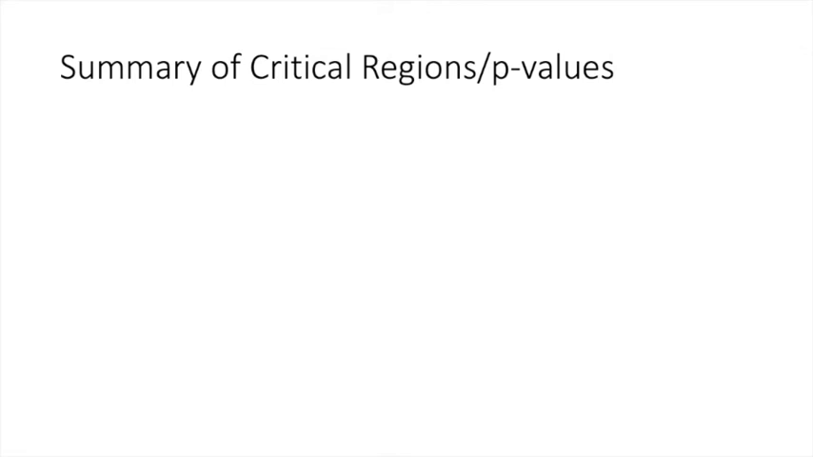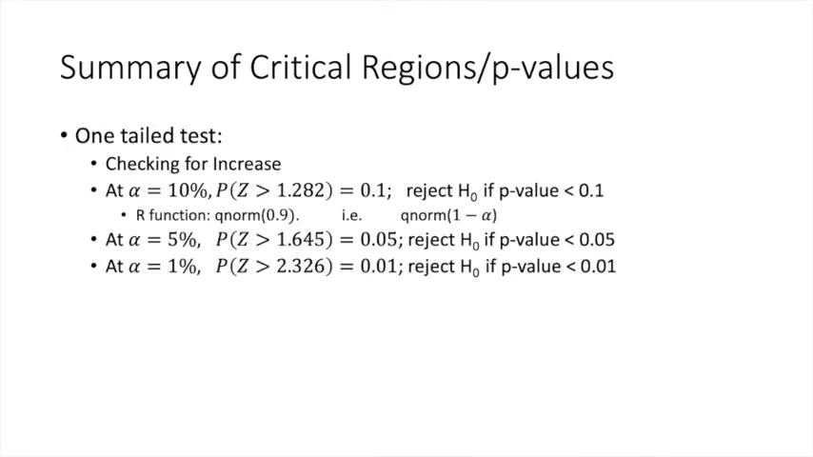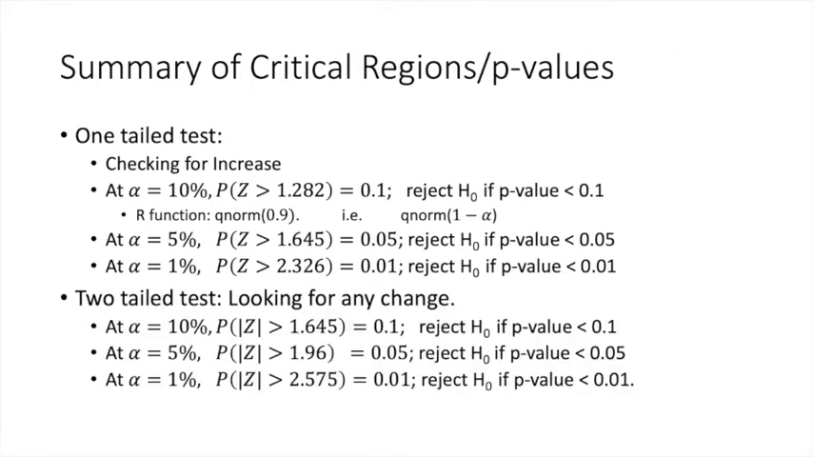If instead we want to conduct a one-tailed test for an increase, the critical values and corresponding p-values are on screen. Notice the magnitude of the critical values is still the same as before, only their signs have reversed. However, in a two-tailed test, the critical values get pushed further into the extremes on either side.